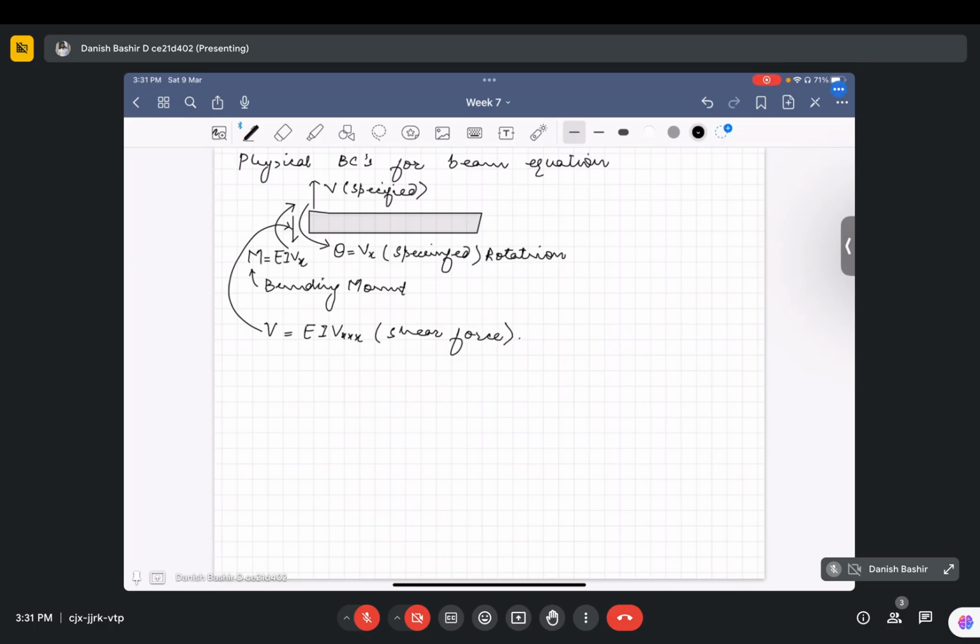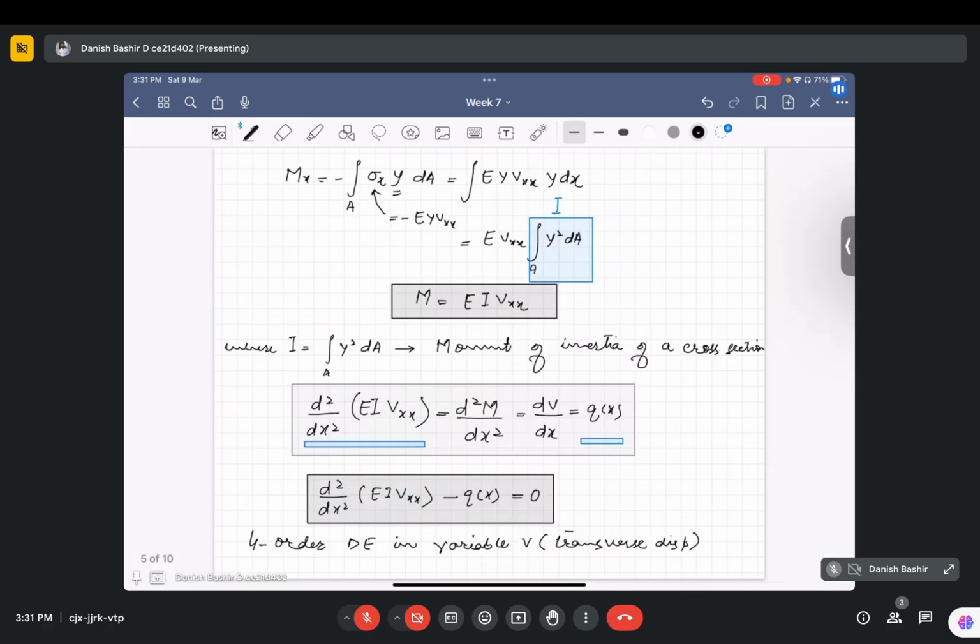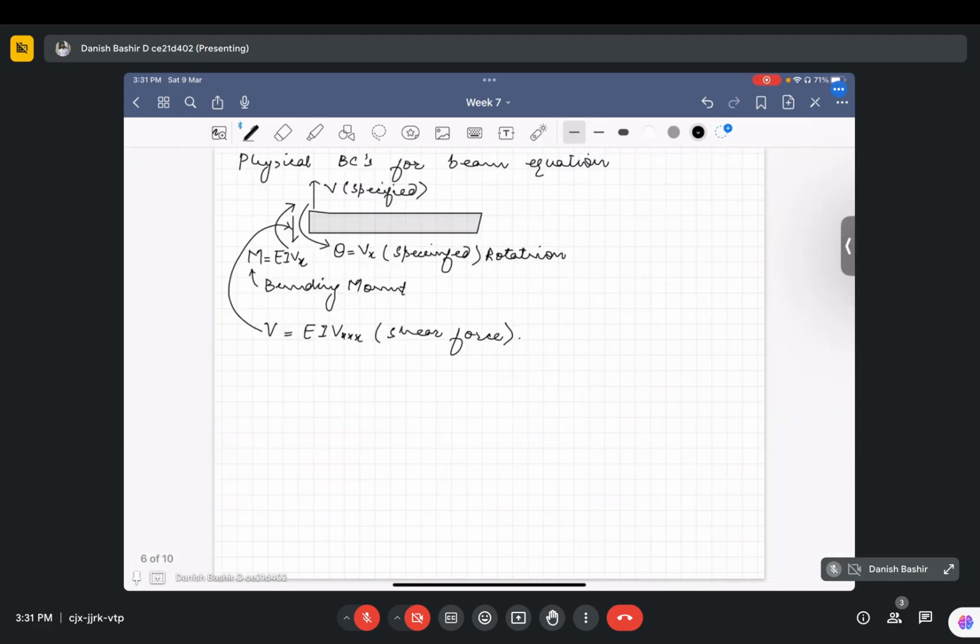Okay, so any of the four boundary conditions will be given for our beam. So we will then be able to solve the different beam problems with the given differential equation that we derived, d2 by dx square of EI vxx minus q(x). Now we have to formulate the element equation from this differential equation with the specified boundary conditions.